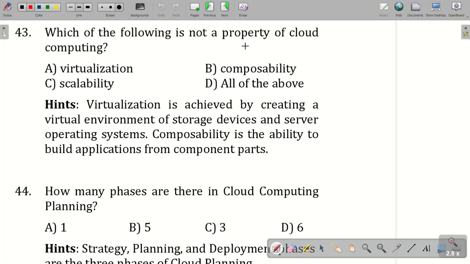Which of the following is not a property of cloud computing? Virtualization is a property of cloud computing. Scalability is also a property of cloud computing. So the correct answer is composability, B. Virtualization is achieved by creating a virtual environment of storage devices and server operating systems, while composability is the ability to build applications from component parts.